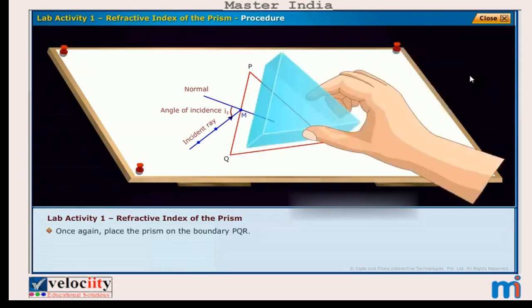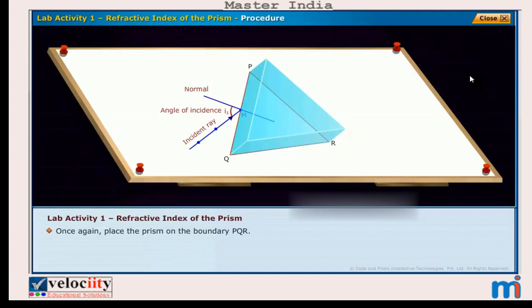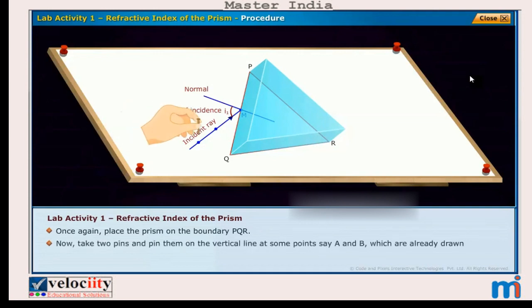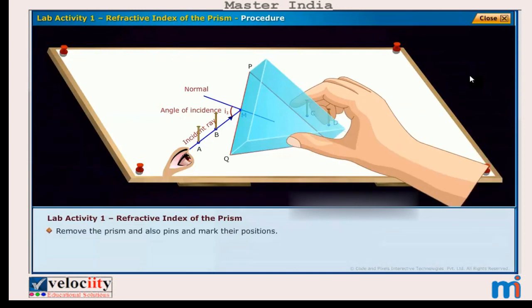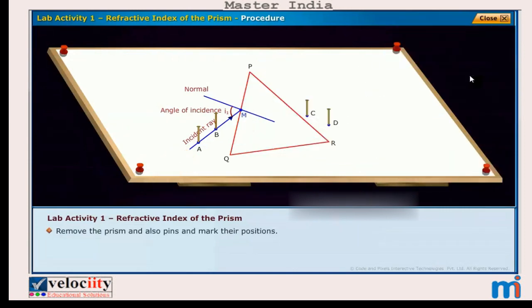Once again, place the prism on the boundary PQR. Now take two pins and pin them on the vertical line at some points, say A and B, which are already drawn. Looking to the other side, fix two more points at some points, say C and D, in such a way that all the four pins appear to be in the same line. Remove the prism and also pins and mark their positions.